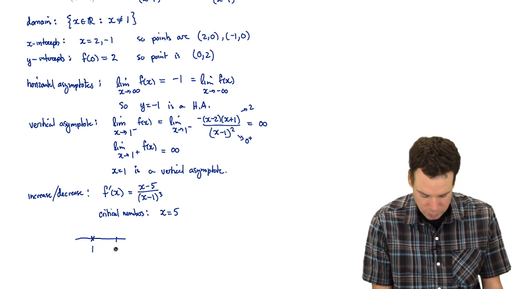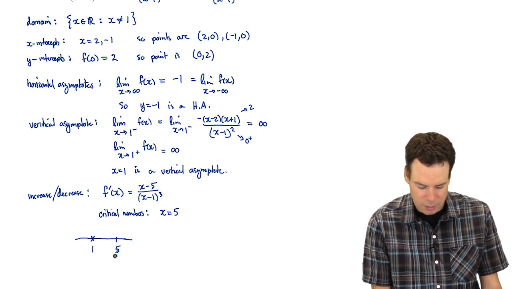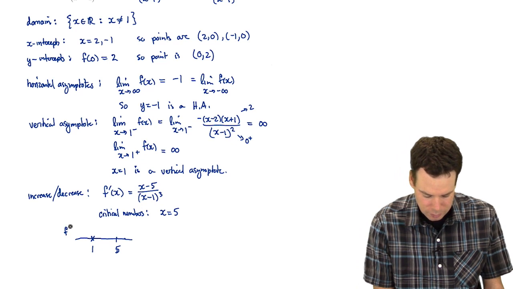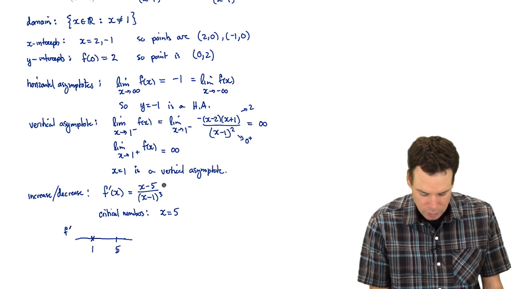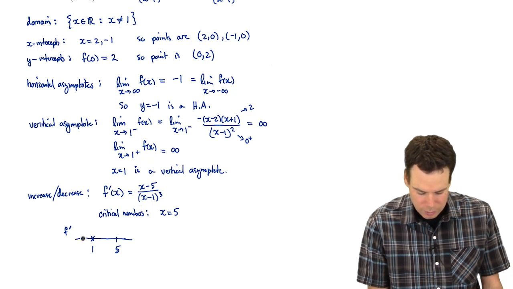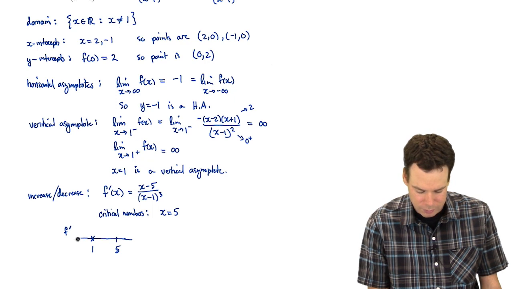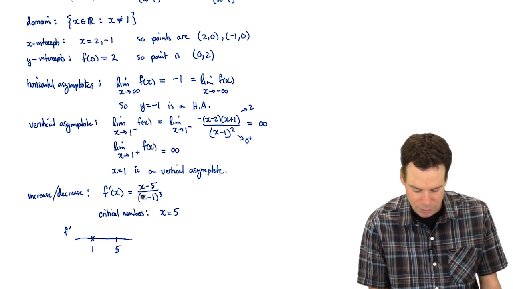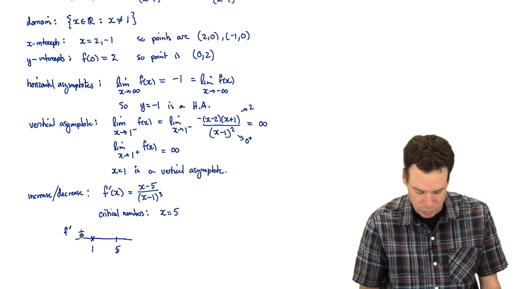That's our 1. We've got our other critical number here, well, our only critical number, is 5, and I want to know what is the sign of our derivative. What is it? Okay, so when we're to the left of 1, what is our sign? Well, pick a test point here. So let's say 0. Then the denominator is negative, the numerator is negative, so the whole thing is positive.